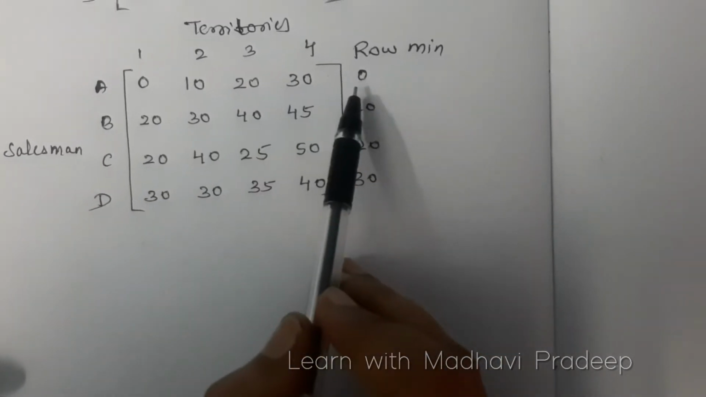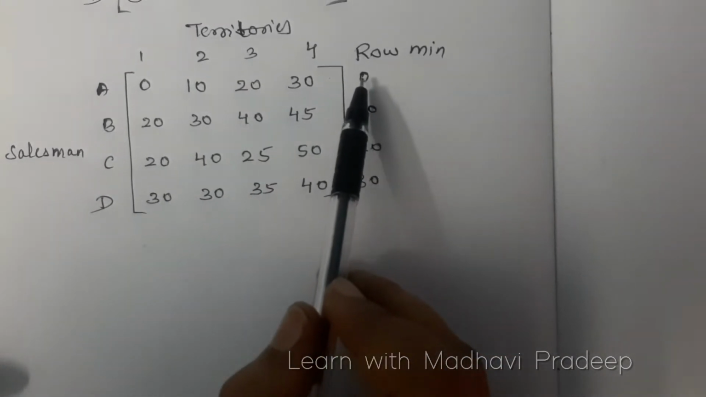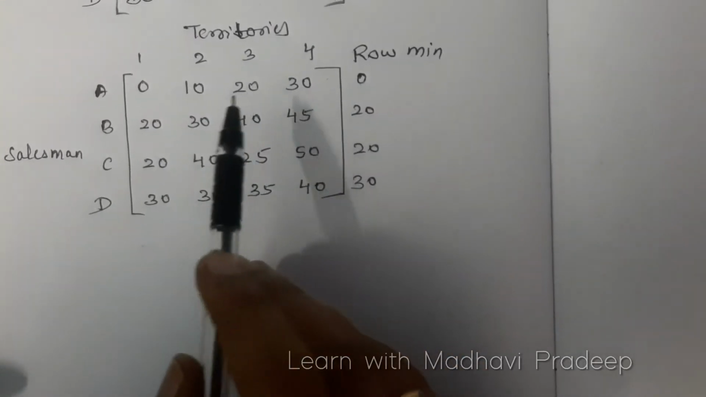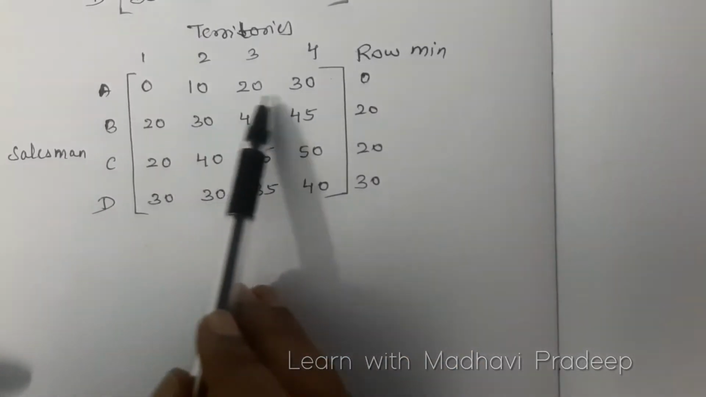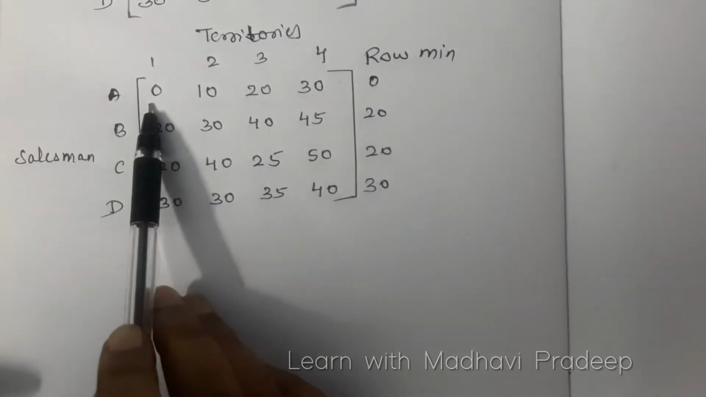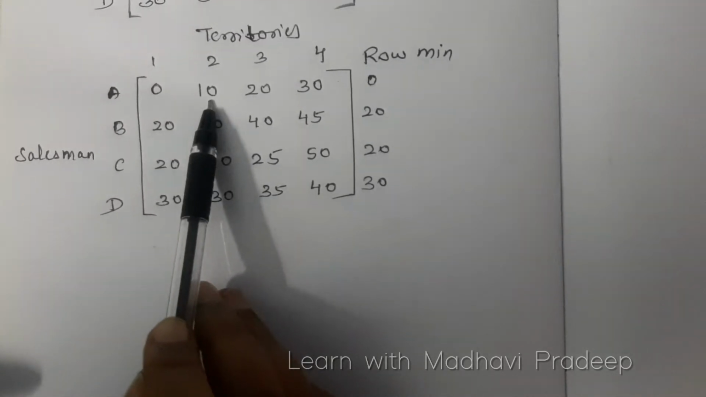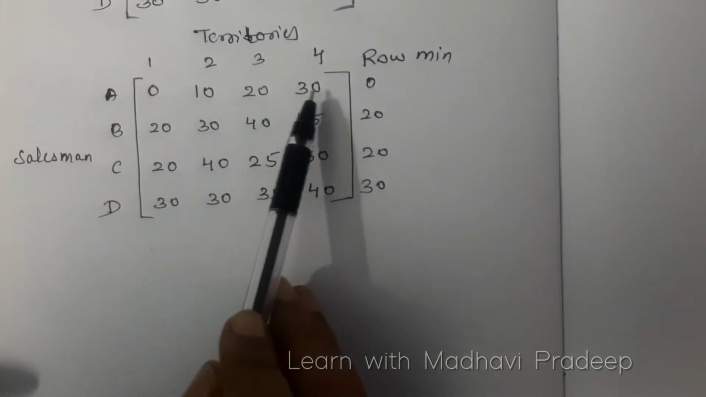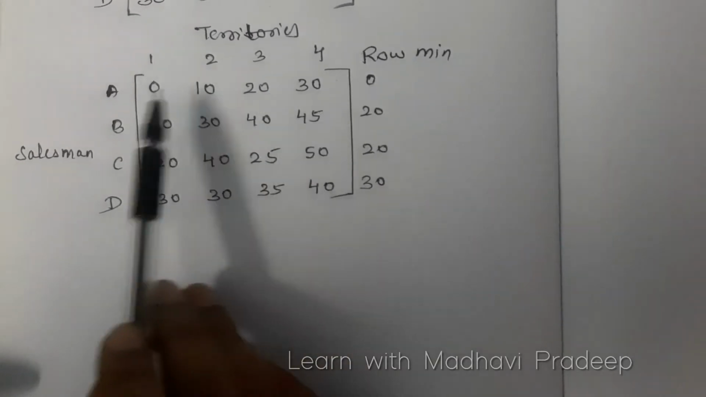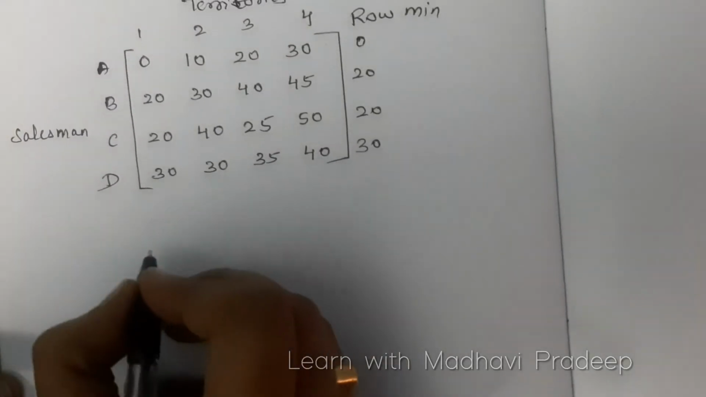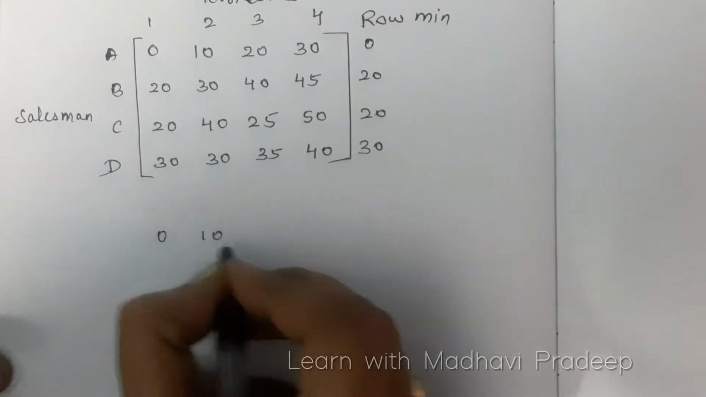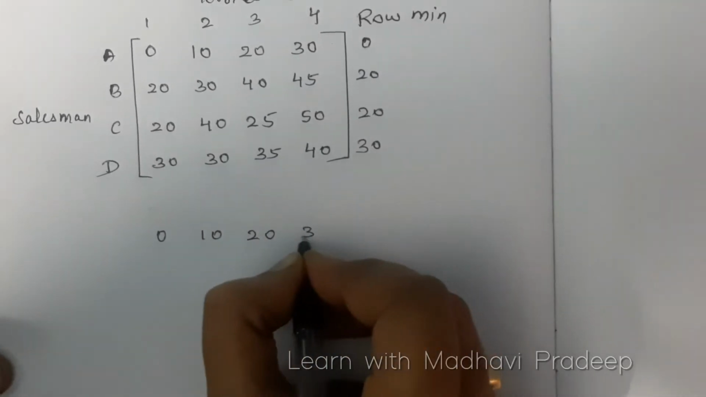In the first row, the minimum value is 0. So subtract 0 from the other values. When you subtract, the values will remain the same. That is 0 minus 0 is 0, 10 minus 0 is 10, 20 minus 0 is 20, 30 minus 0 is 30. So the values remain the same. Write down now 0, 10, 20, 30.